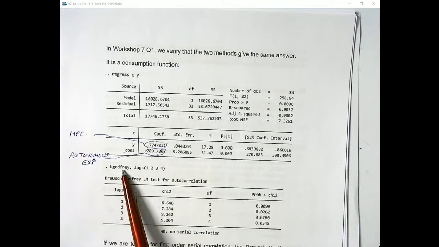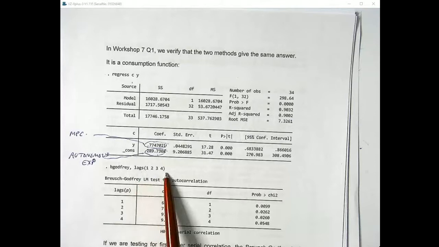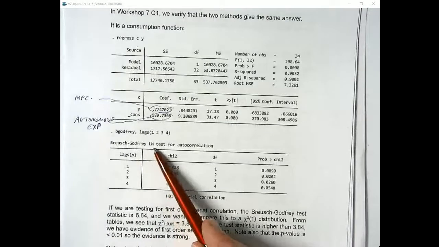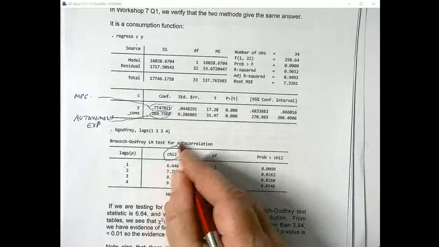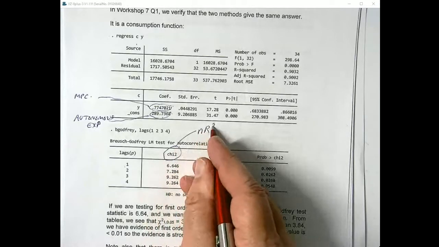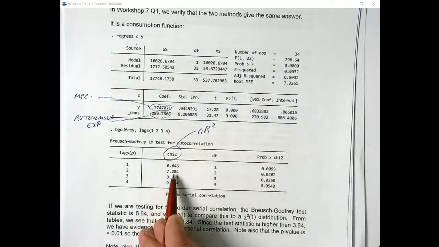So exactly as I've just mentioned in the lecture notes, bgodfrey, lags 1, 2, 3, 4, gives us 4 different tests, for first order, second order, third order, fourth order. It's called the Breusch-Godfrey LM test for autocorrelation. Now, the number that I told you about: when you do an auxiliary regression and you get an NR squared, the NR squared that you get is the number that you see here in this column. N times the R squared gives you whatever number you see here.